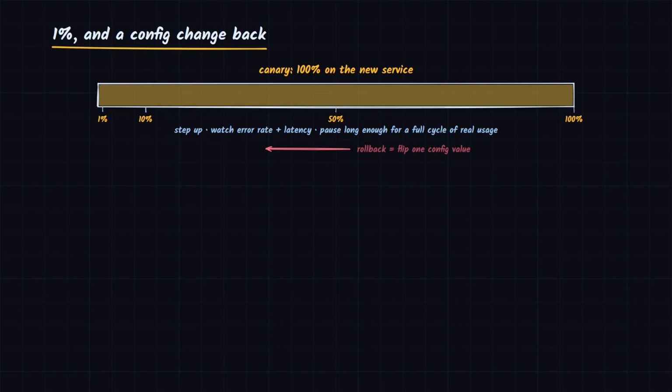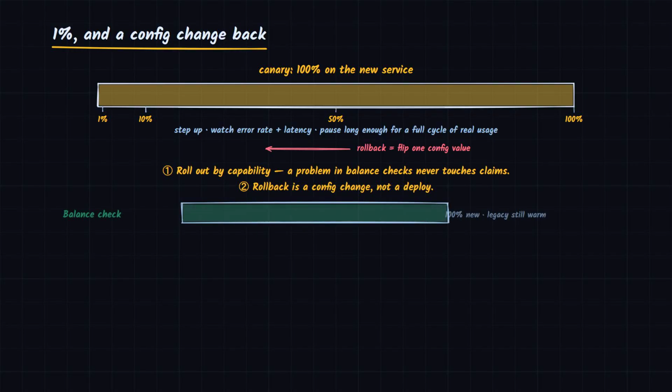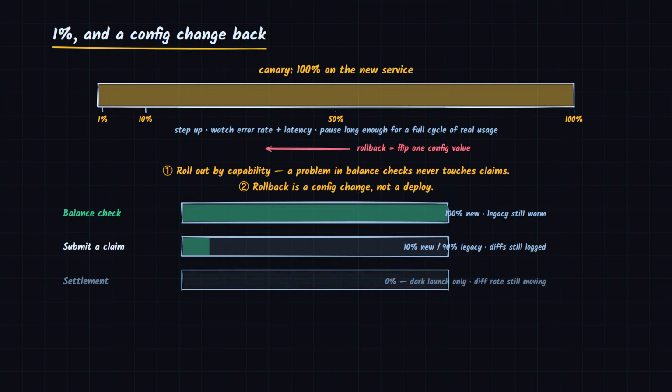2 rules make this safe. Rollout by capability, not by release, so a problem in balance checks never touches claims. And rollback must be a config change, not a deploy, because at 3 in the morning, the difference between reverting a value and shipping a hotfix is the difference between a shrug and an incident. If your rollback needs a build, you do not have a rollback, you have an intention.